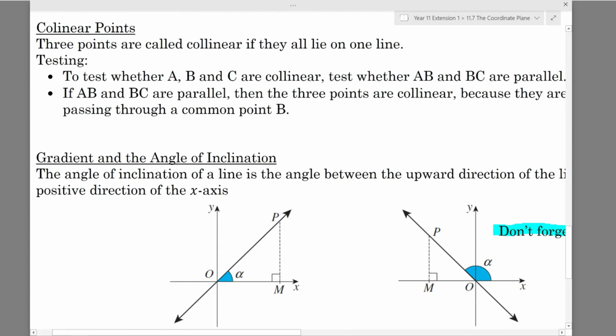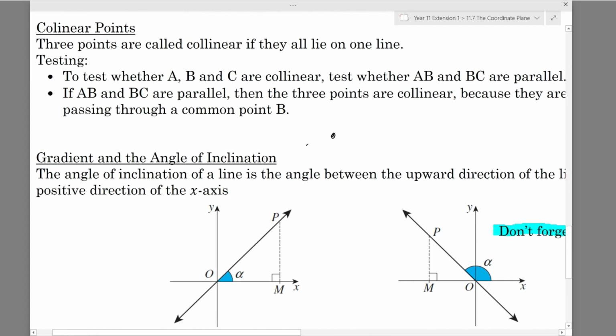If you think of it like this, here are the points A and B, and we know that they are collinear. We know A and B are going through the same points here. But then we test B and C, and we see that it has the same gradient. Well, if AB and BC have the same gradient, then they must go on the same line, otherwise they wouldn't be in line with each other.